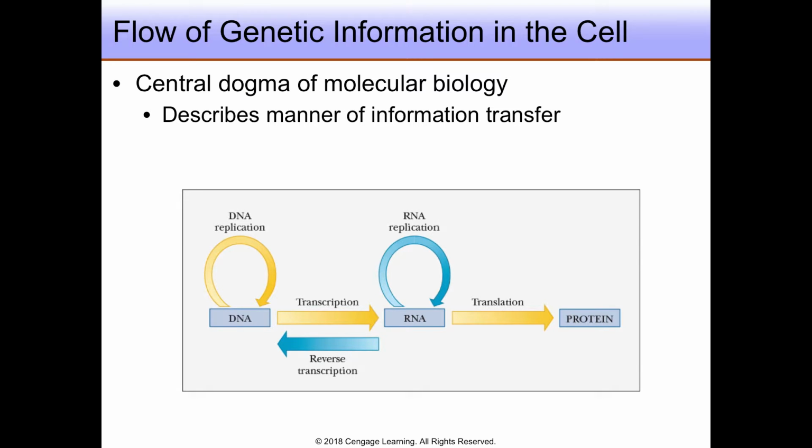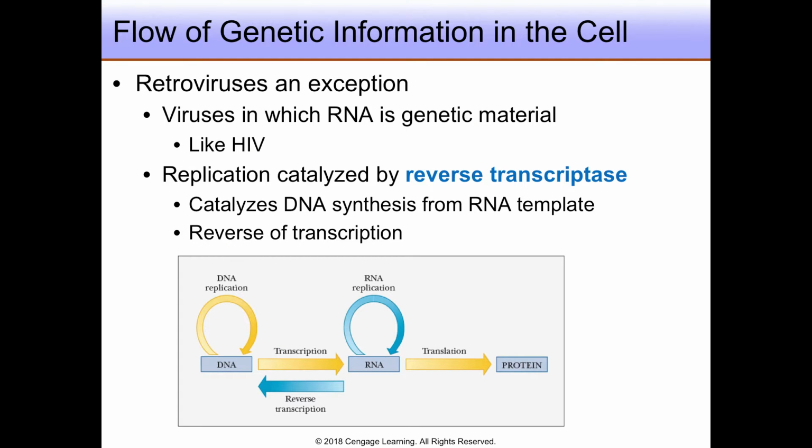What is known as the central dogma of molecular biology explains the manner in which this transfer of information occurs, as outlined below. Note that information transfer occurs from left to right toward protein synthesis. A very prominent example of an exception to this general flow is that of retroviruses. These are viruses whose genetic material is RNA, like HIV.